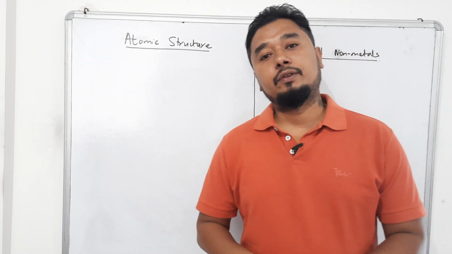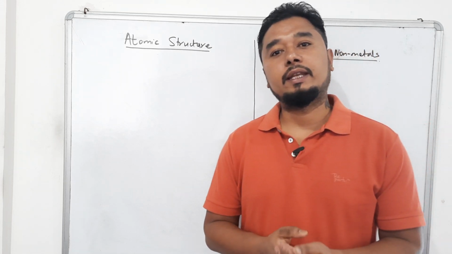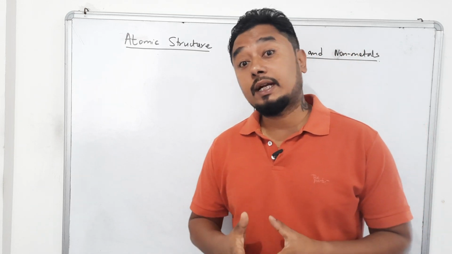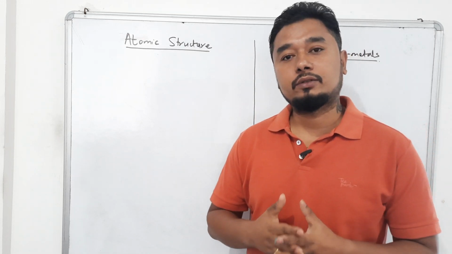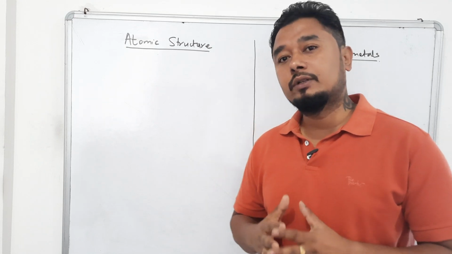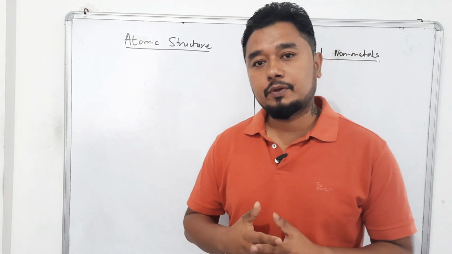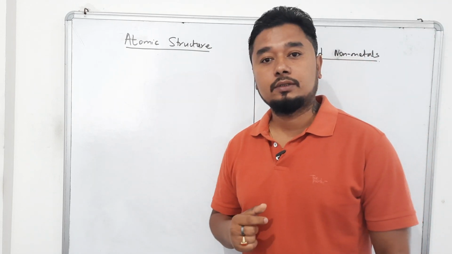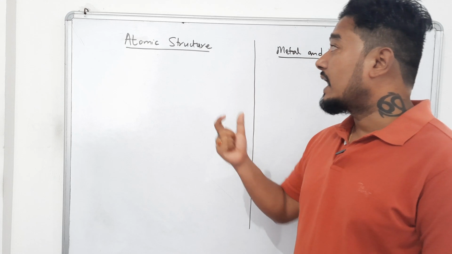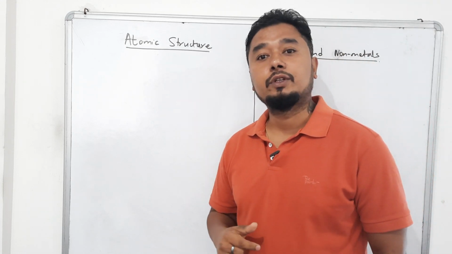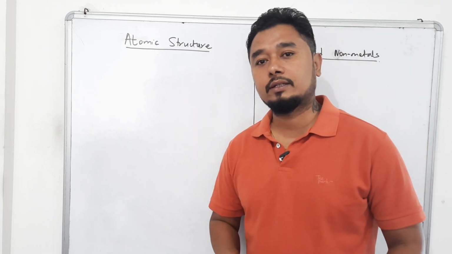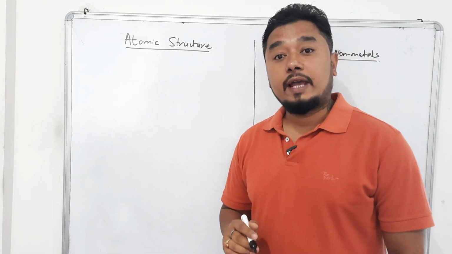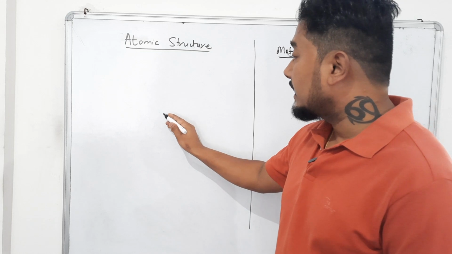So here I am back with you to start a new chapter, and the name of the chapter is Metals and Non-Metals. But before we start, let's have a recapitulation of the past chapter which you have done, and the name of the chapter was Atomic Structure. So let us recapitulate for a while about atomic structure, then we move to the new chapter called Metals and Non-Metals. Done?